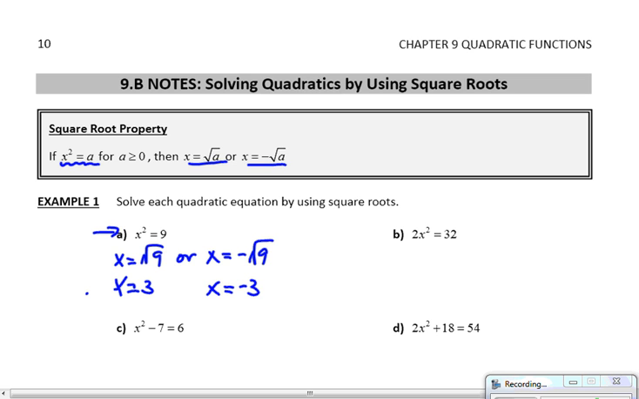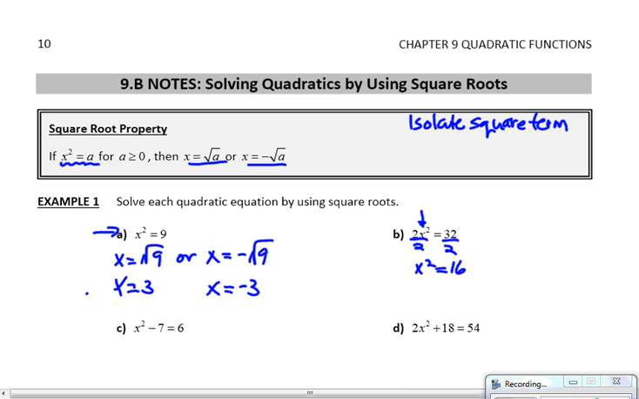For example B, you can see that it's nice and simple, where I have just the x squared there and the 32 on the right, but I can't really take the square root of that. It's really ugly. So when we're working these problems, the very first thing we're going to do is isolate the square term. Isolate means to get it alone. Since this is 2 times x squared, to isolate, I'm going to divide by 2 on both sides and get that x squared is equal to 16.